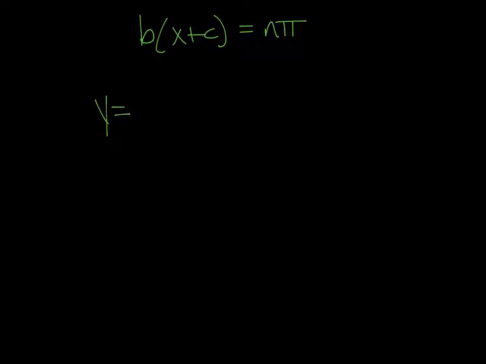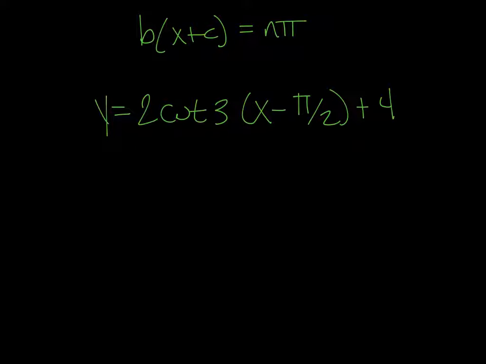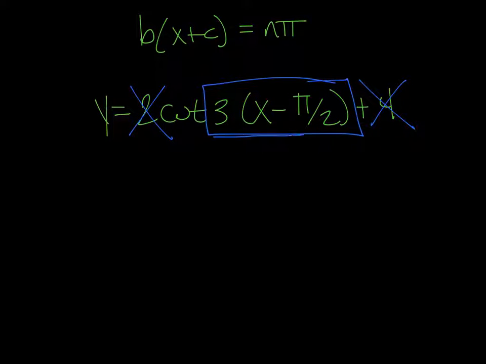So let's say I have y equals 2 cotangent of 3 times x minus pi over 2 plus 4. And I want to find the asymptotes. So I'm going to take just this part right here. I don't care about the 2, I don't care about the 4, I just care about that part times x, the b value and the c value. Those are really the only parts I care about. So I'm going to take those, and so I have 3 times x minus pi over 2 equals, and then I set that equal to n pi. Remember, n is which asymptote we're on, so we'll deal with that later.